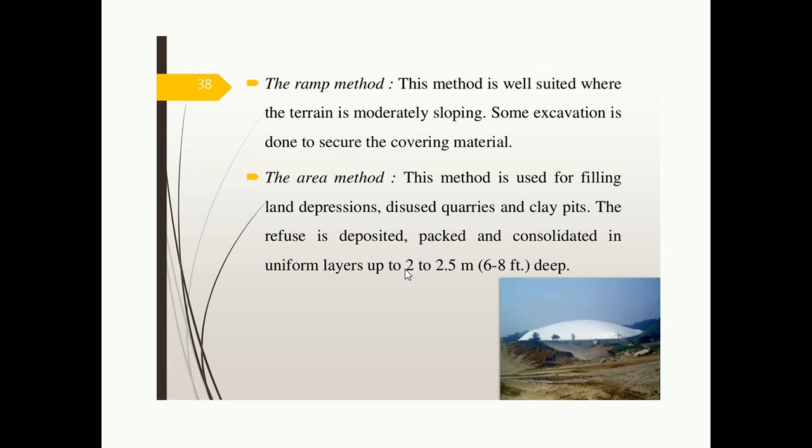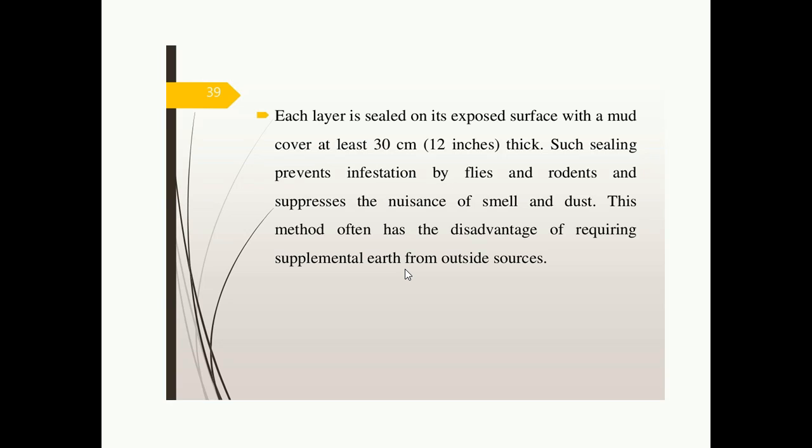The refuse is deposited, packed and consolidated in uniform layers up to 2 to 2.5 meters deep. Then each layer is sealed on its exposed surface with a mud cover at least 30 centimeters thick. Such sealing prevents infestation by flies and rodents and suppresses the nuisance of smell and dust. This method often has the disadvantage of requiring supplemental earth from outside sources.